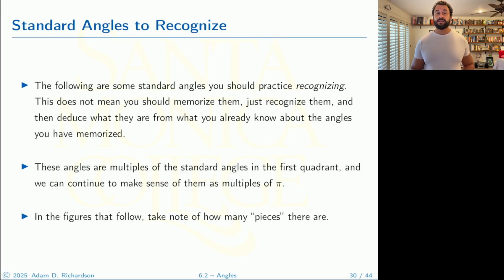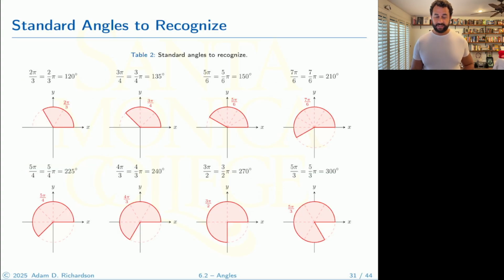All right, so now let's talk about some other standard angles that you need to recognize, and I've already talked about them enough. So this is just repeating what I said a minute ago. You'll be able to deduce these angles from those angles that we just saw. And when we start evaluating trigonometric functions at these angles, you'll be able to use the ones we just saw to evaluate those functions at these angles that we're about to see right now. They're just multiples of those standard angles in the first quadrant. And again, take note of how many pieces there are. Use the fundamental intuition of fractions. So here we go. Standard angles to recognize. I don't recommend you commit these to memory, okay? But you should be able to recognize them. So let's take a look at them.